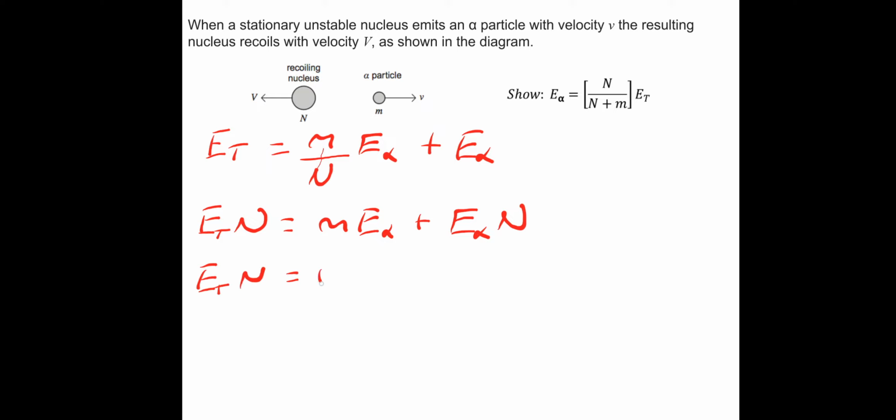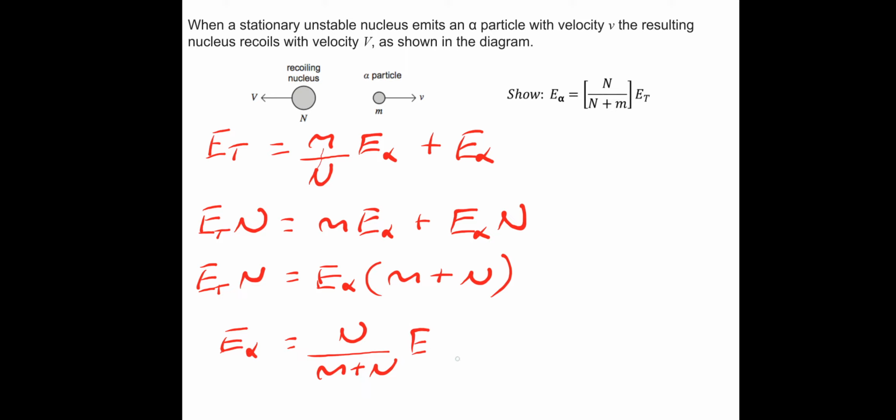So E alpha is equal to n divided by m plus n multiplied by the total energy. We can put brackets around this one. And that gives us the expression that's required to solve this question.